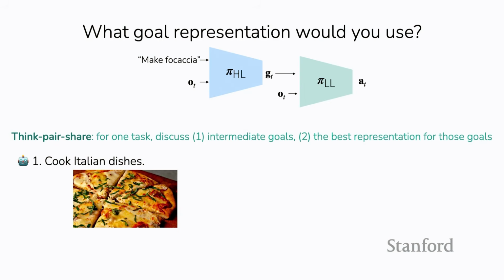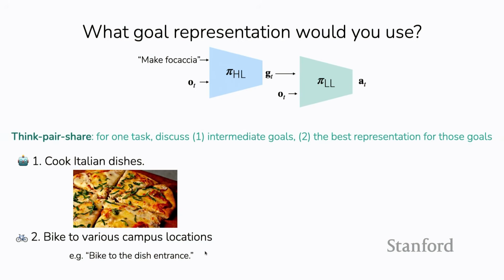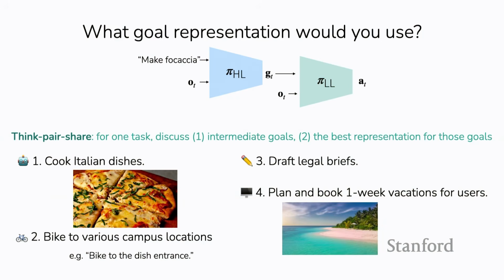What would the intermediate steps for those cooking tasks look like if it needs to control its motors to complete that task, and the representation for that? The second one is maybe you're developing an autonomous driving bike, and you want it to break down navigation and biking to various locations on campus. The third is a language model that is drafting legal briefs, which is also a rather complex and involved process. And then the last is maybe a web agent that needs to plan and book 1-week vacations for users.